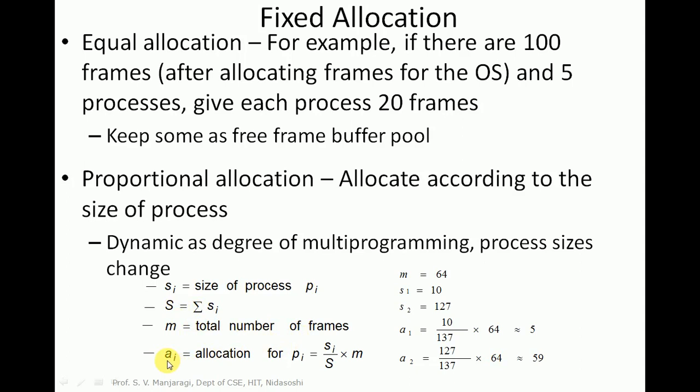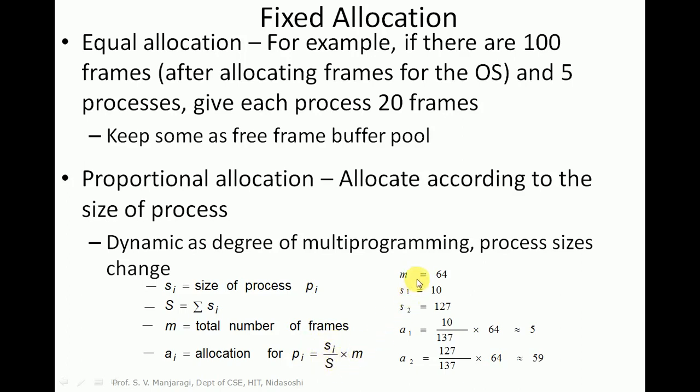Then we go for the allocation for process PI. We allocate the frames to process PI as per the size of the process. So the allocation for process PI will be done using this particular formula: SI, the size of process PI, divided by the summation of the sizes of all the processes existing in the system, multiplied by M. So this proportion we consider: AI equals SI divided by S, into M.